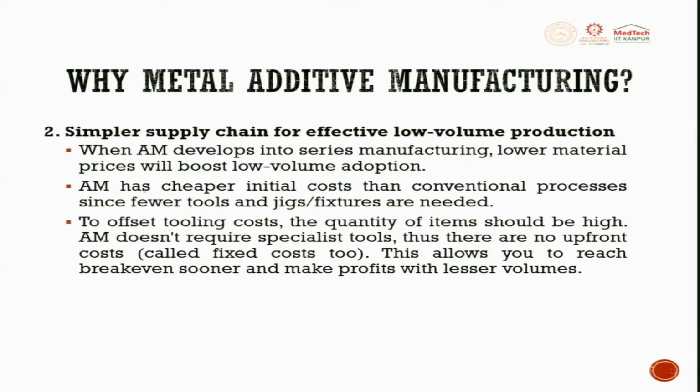AM has cheaper initial cost than conventional processes as compared to metal forming. So we use here a small amount of or no tools, jigs, fixtures in additive manufacturing, or maybe rarely we use fixtures for holding the part. To offset tooling cost, the quantity of items should be high. AM does not require specialized tools, thus there are no upfront costs. So when we try to calculate the fixed cost, it goes down drastically. This allows you to reach break even sooner and make profit with less volumes faster.